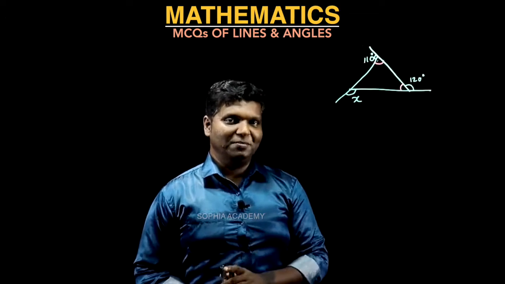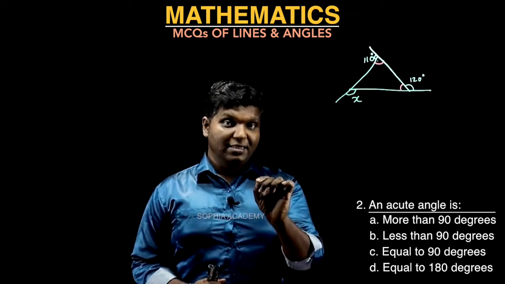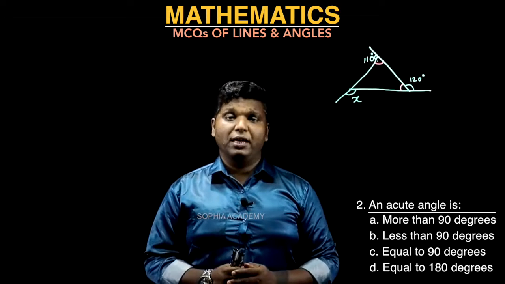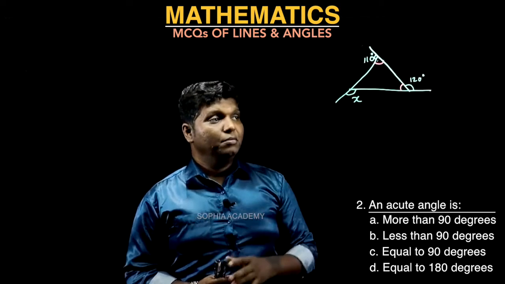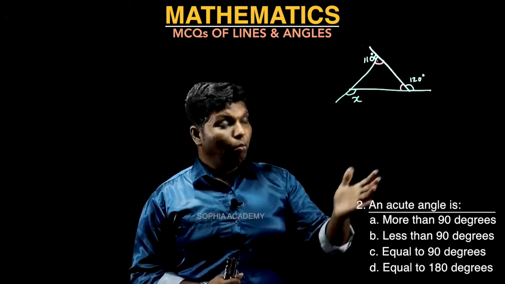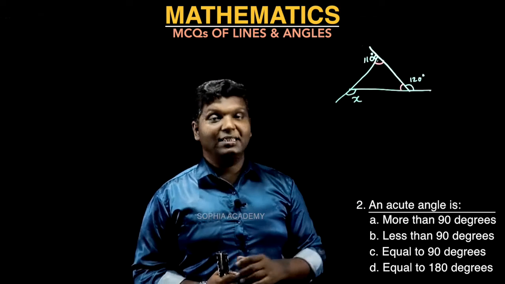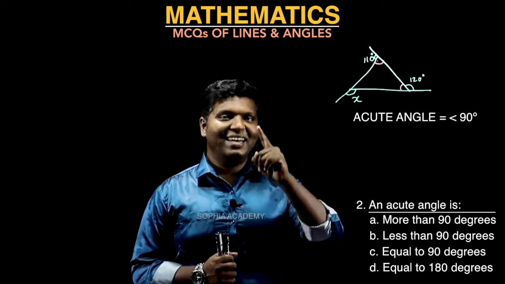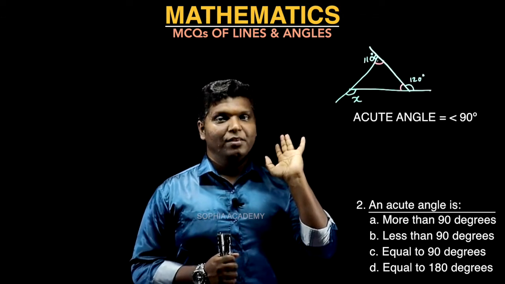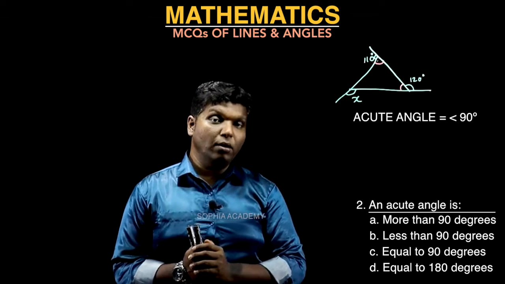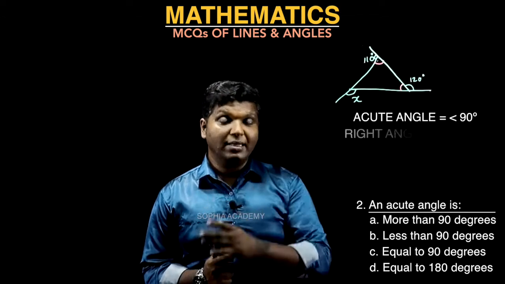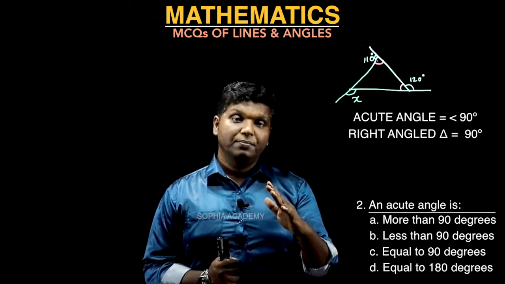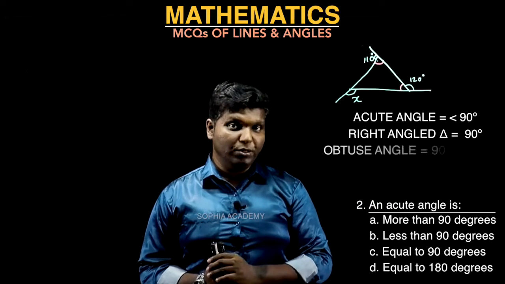Going to the next question. An acute angle is... there are some options given here. So tell me, what is an acute angle? Is it 90 degrees, or more than 90 degrees, or less than 90 degrees? What do you know? An acute angle is less than 90 degrees. If it is 90, what is it called? It's called a right angle, right? If it is more than 90 and less than 180, that is what we call an obtuse angle.